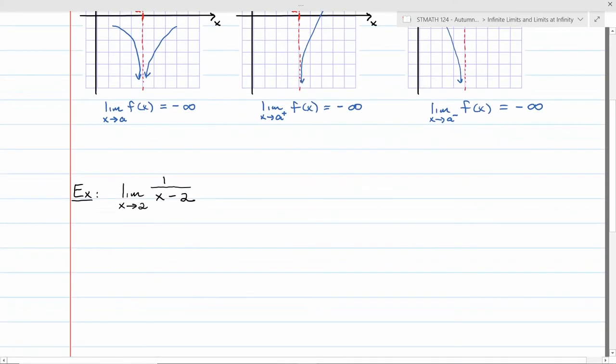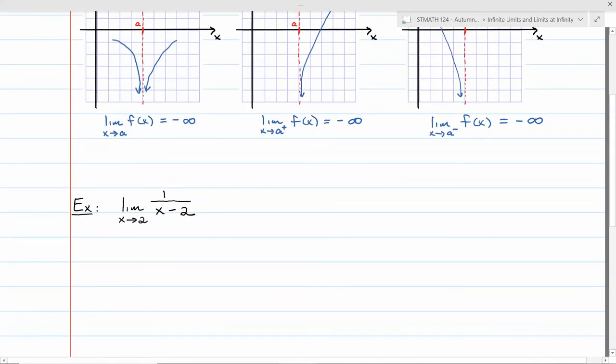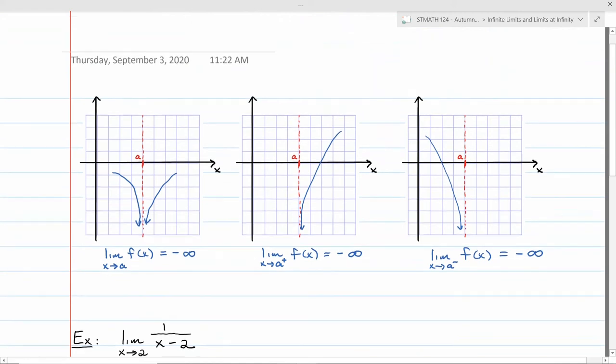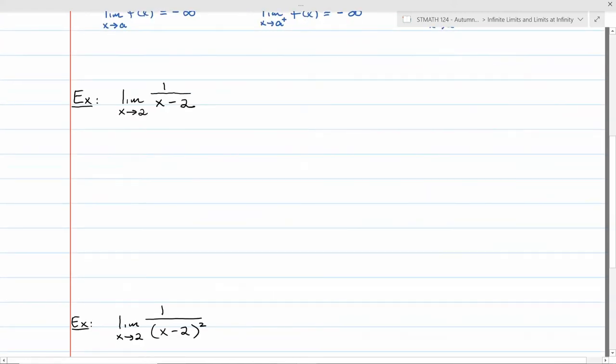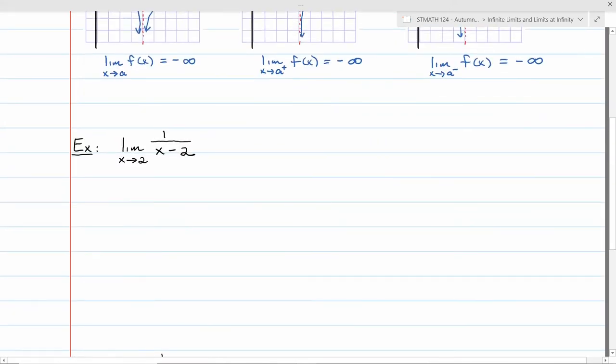So let's look at a specific example. At this point, I'm not trying to get into the specifics of how we calculate these things algebraically. I just want to look at a graph, look at a table, and see specific instances where we have infinite limits. So, the limit as x approaches 2 of 1 over x minus 2. What's going on there? Let's have a look at the graph. But before we do that, observe that if you try to plug in 2 for x, you're going to get 0 in the denominator. And that's going to cause some sort of issue, right?